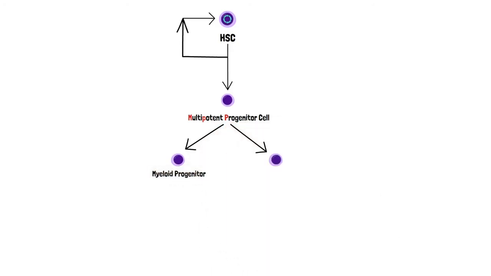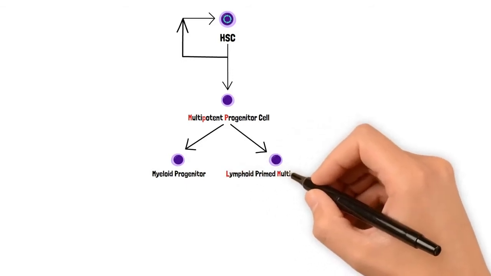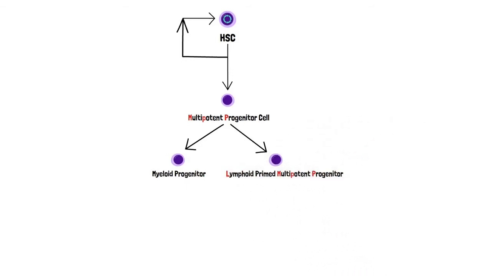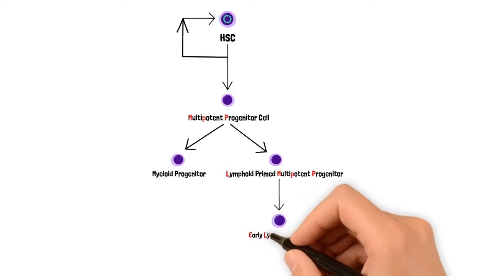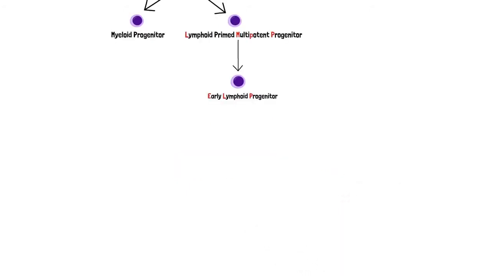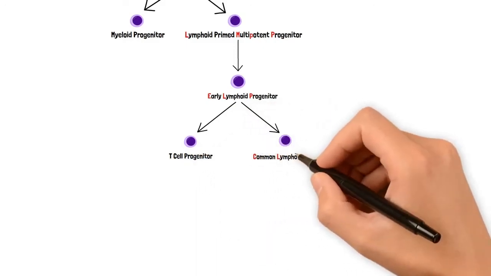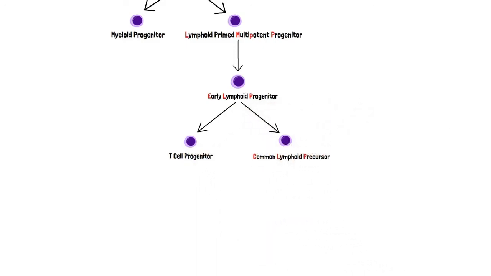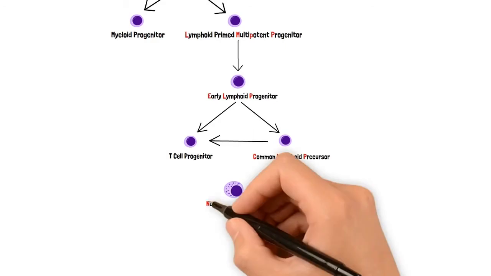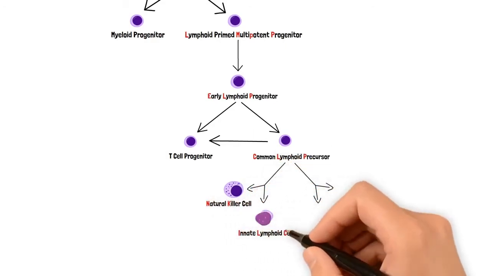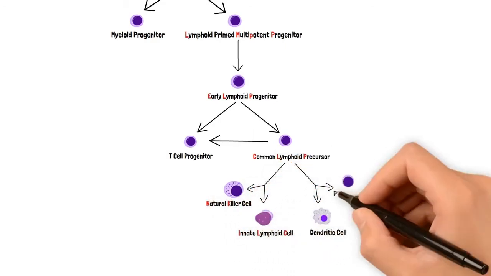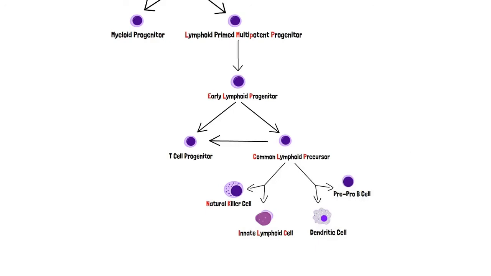In the lymphoid path, it becomes the lymphoid-primed multipotent progenitor cell, the LMPP, before progressing to the early lymphoid progenitor cell, the ELP. Here it can become a T-cell progenitor or continue down the lymphoid path to become the common lymphoid precursor, or CLP. The CLP can move forward to a T-cell progenitor, a natural killer cell, an ILC, a dendritic cell, or continue to become a pre-pro B cell. This pathway starts in the bone marrow but then moves to other organs before the cells completely mature.